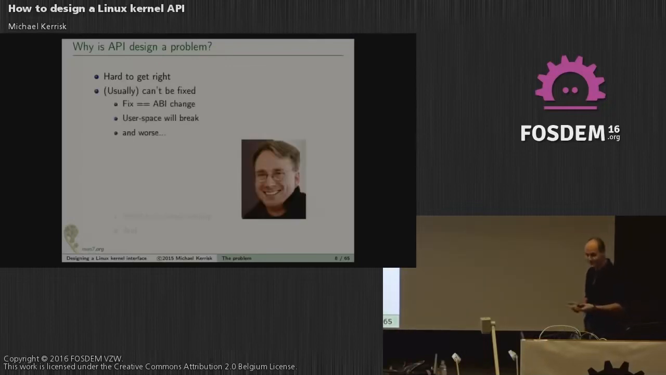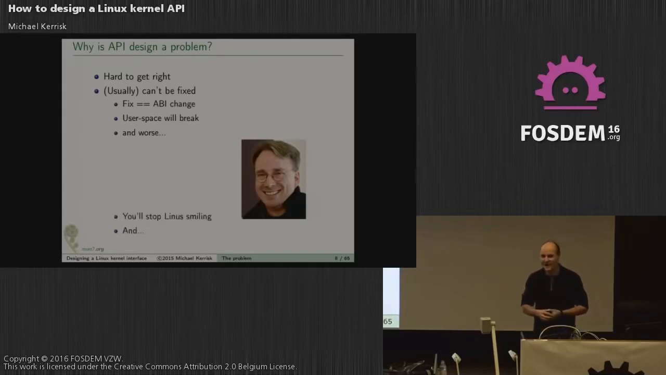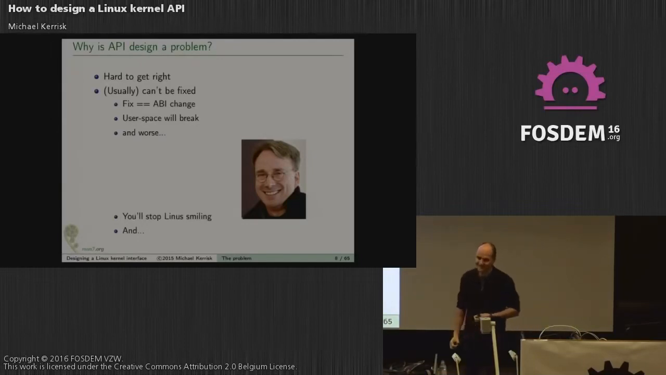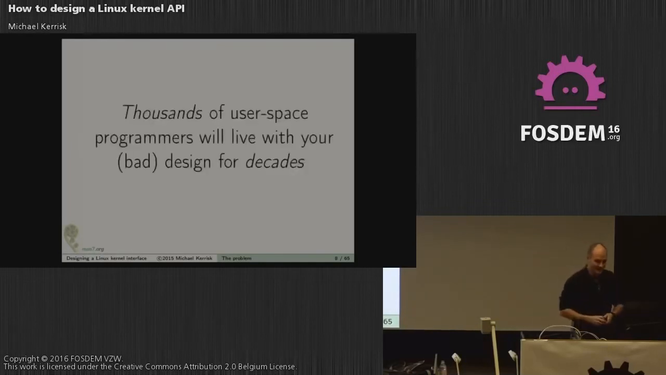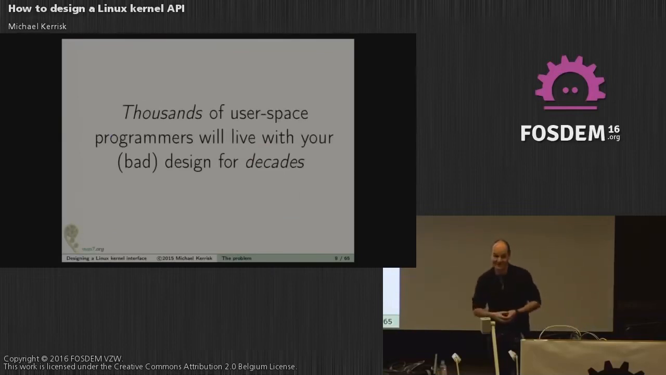The reason, of course, is that if you fix them, that usually means breaking the API, and that's one of the push-button ways of getting Linus to yell. Say, well, we just need to fix the API. Maybe a few applications will break. That will be pretty much guaranteed to get Linus unhappy. But the other thing, of course, is if you get this wrong, thousands of user space programmers are going to live with your mistake for decades. And the BSD sockets example I had at the beginning here is just such a case.